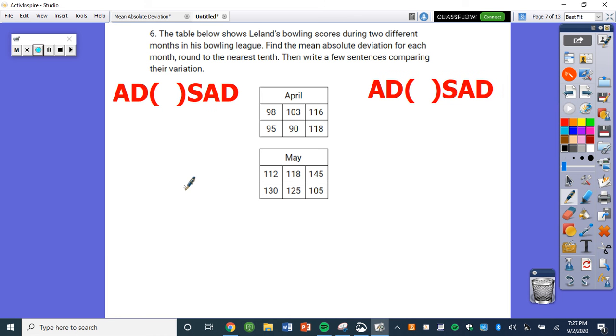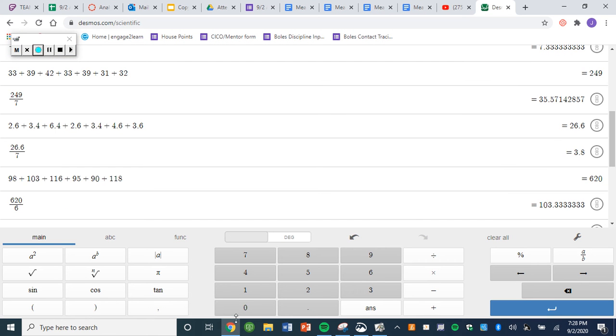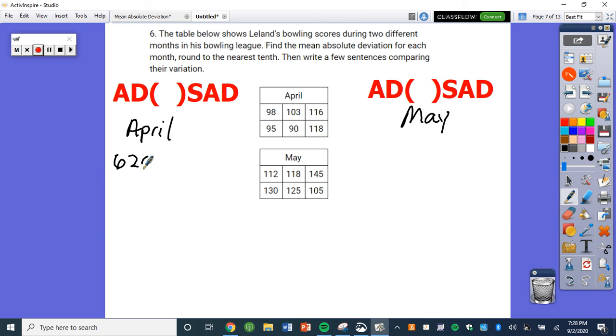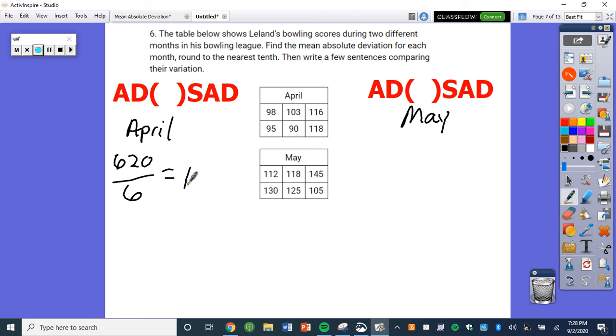So number 6, the table below shows Leland's bowling scores during 2 different months in his bowling league. Find the mean absolute deviation for each month, round to the nearest tenth, and then write a few sentences comparing their variation. So I'm going to do April over here, and then May over here. Alright, let's do April first. If I add all those numbers up, which I put in my Desmos calculator, we get 620. Then we divide it by our data values, which is 6. This will give you the mean, which is 103 3/10.